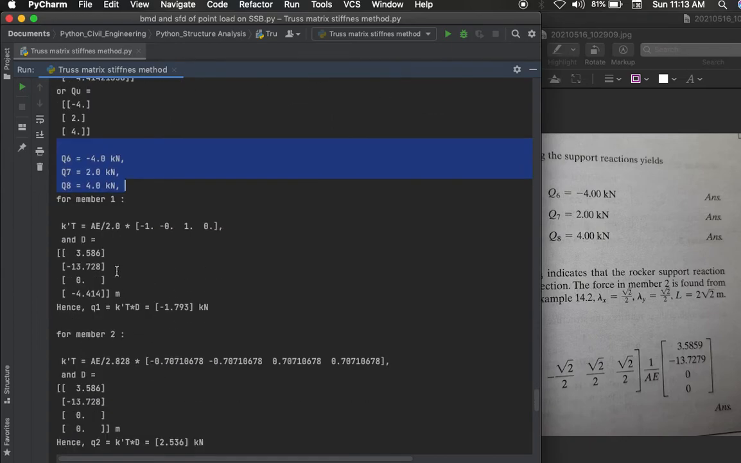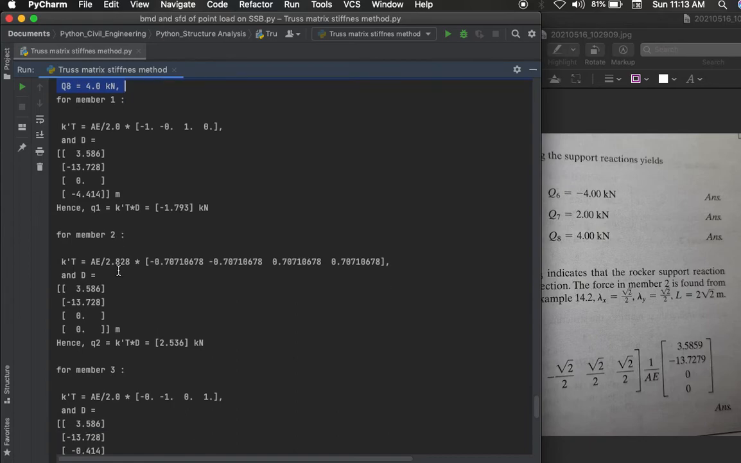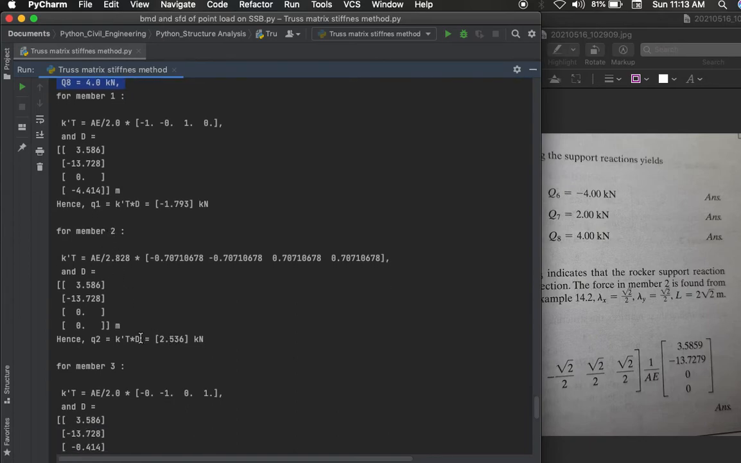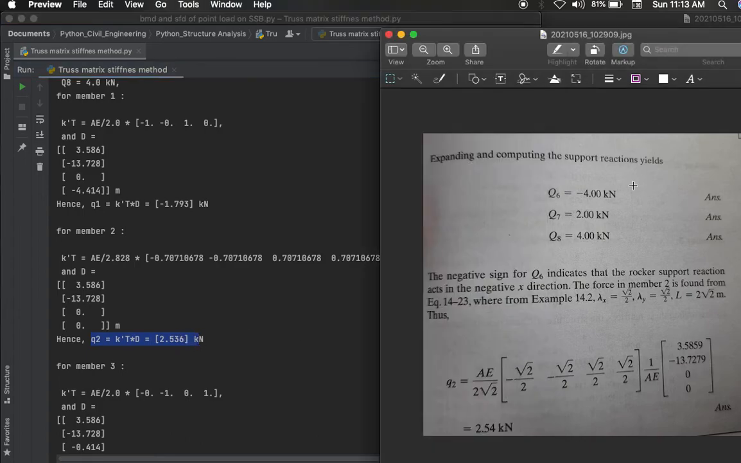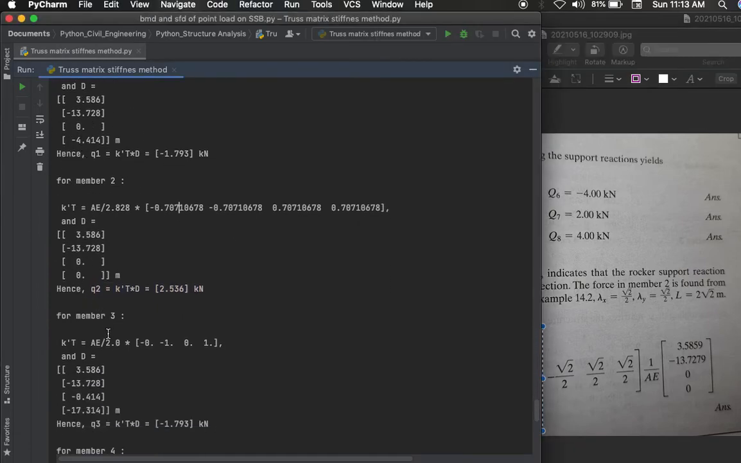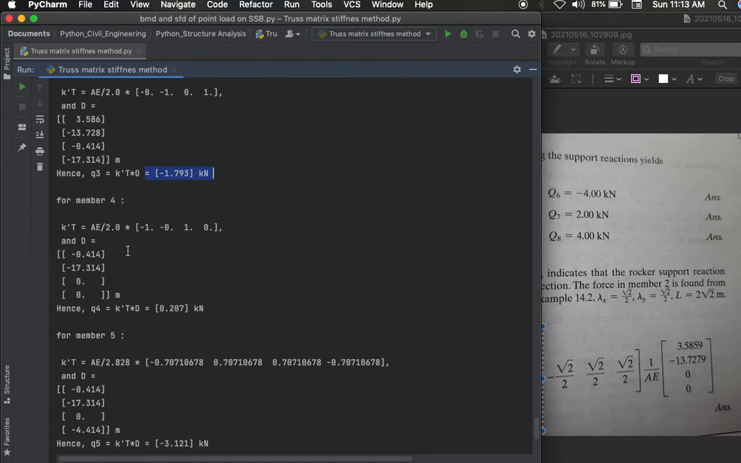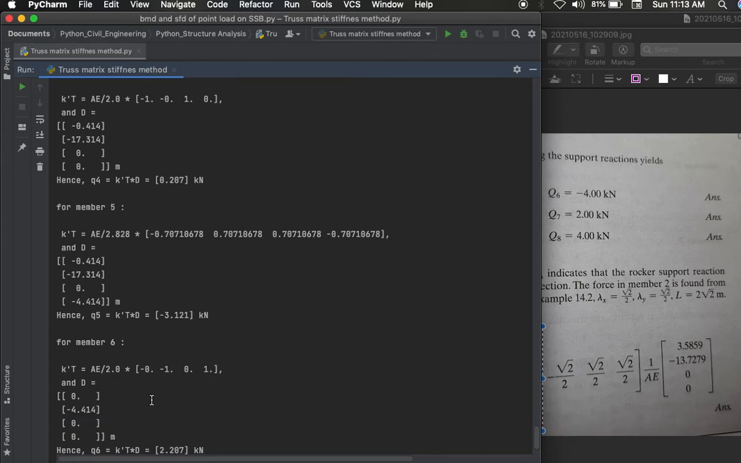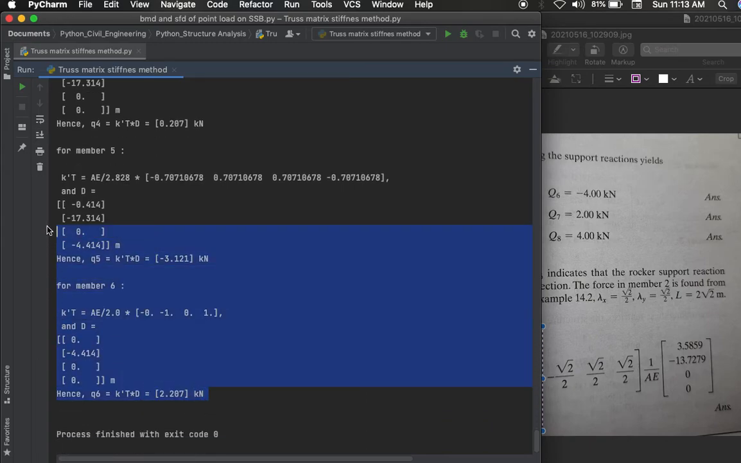For member 2, it has asked us the force in member number 2. So the force in member number 2, that is Q2, is 2.536 kilonewton, and you can see here 2.54 kilonewton. So it has rounded the 3 to 4, and it has calculated only for member 2, but this solution gives you the member forces for each member, for member 3, member 4. I have programmed it in such a way that it gives you the member forces for each member. Up to member number 6 you can get the forces here.